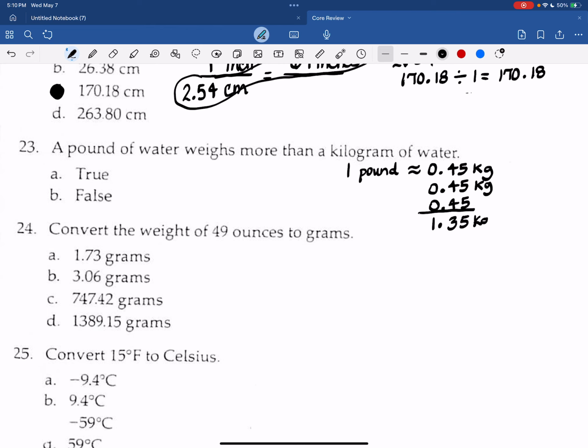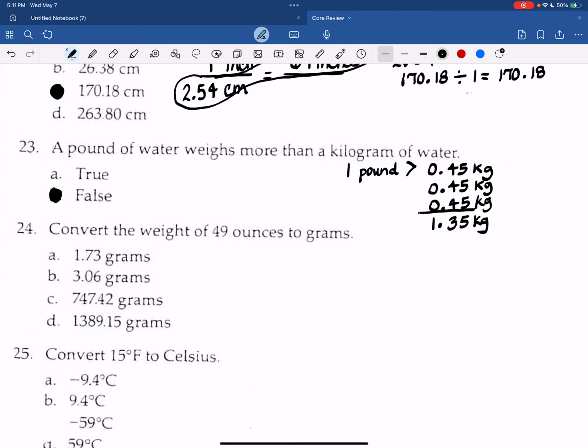So to even get to the 1 whole kilogram, I would have to have 3 of these. So this is saying that a pound of water is bigger than a kilogram of water. And that's just not true. A pound of water is almost a half a kilogram.